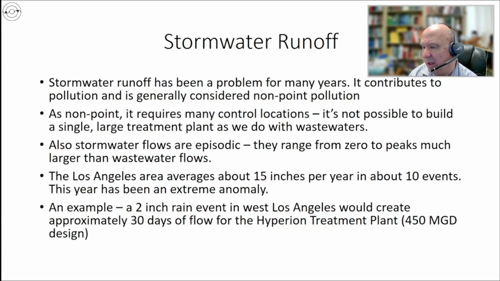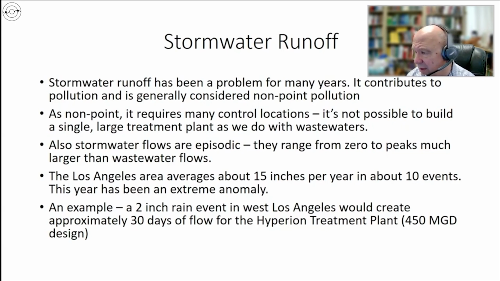And so we don't get much rainfall here. We get about 15 inches per year in about 10 events. I say this year has been an extreme anomaly because we've had a lot of rainfall. And the previous year we had a lot of rainfall. Before that, we had droughts. So it can go from just a little bit to too much. And so this is the example I was talking about.